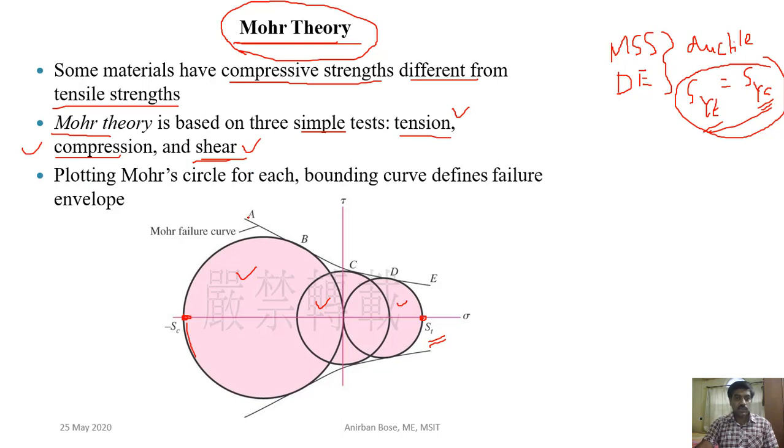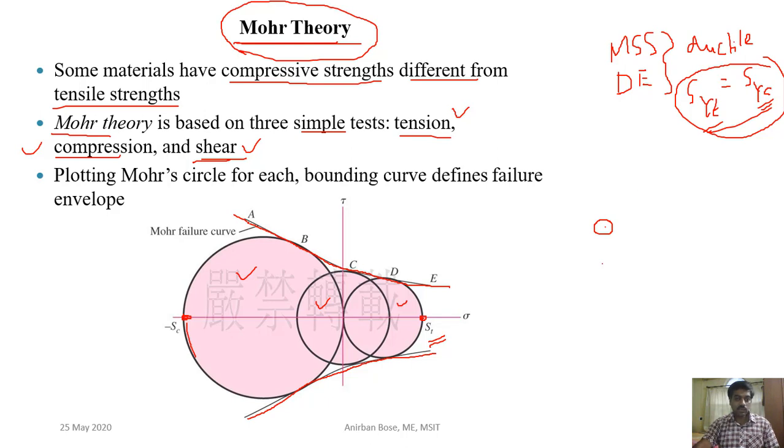Now if you draw a tangent to all these circles, a curved line, this envelope is the failure criterion. That means if the loading on a material is such that at a particular point the state of stress is within this envelope, then it is safe, and if it is outside this envelope, then it is not safe. This is the Mohr theory.